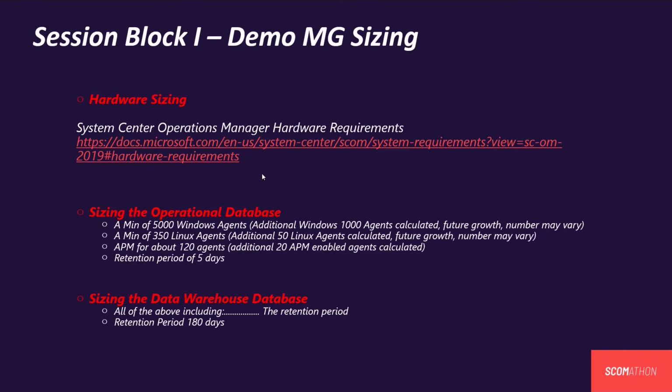I need to consider application performance monitoring when doing the operational database and data warehouse sizing. And also I need to consider the retention period. So how long the data will be present in the databases before deleted. So for the operational database, I have lowered the retention period from the standard 7 days to 5 days. And for the data warehouse, I have lowered it to 180 days to reduce the size of the database. But very important notice here is this is a business requirement. So if your company says, I need to keep the data for a year, then you need to plan it accordingly.